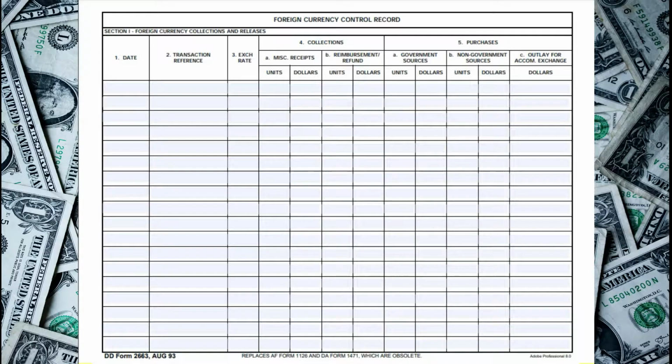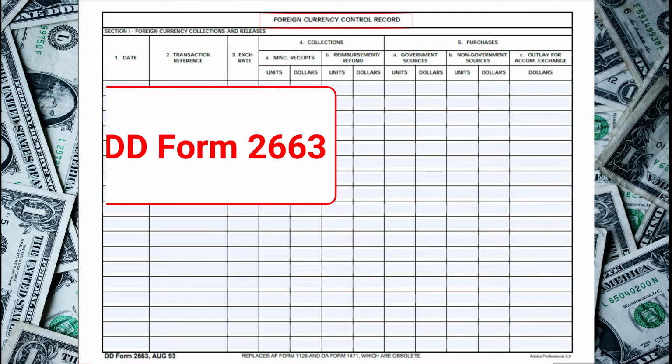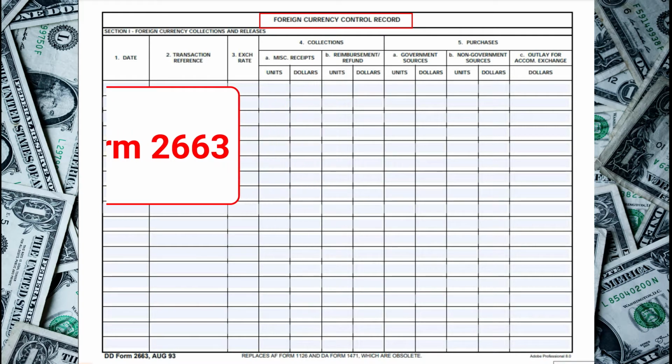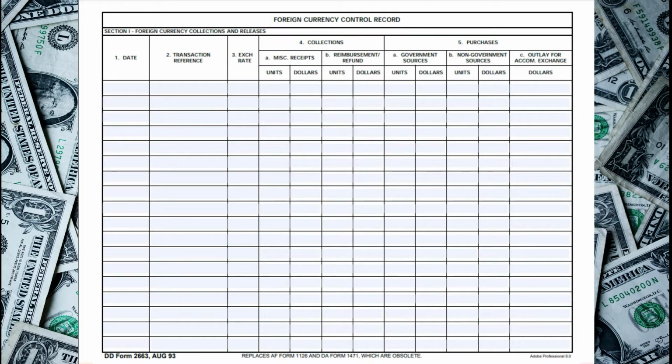Welcome to your Research Training Center training videos. Today, we are going to talk about the DD Form 2663, known as Foreign Currency Control Record. We will show you how to properly fill each column on this form.